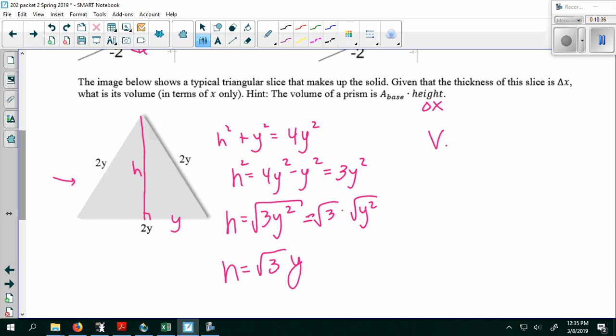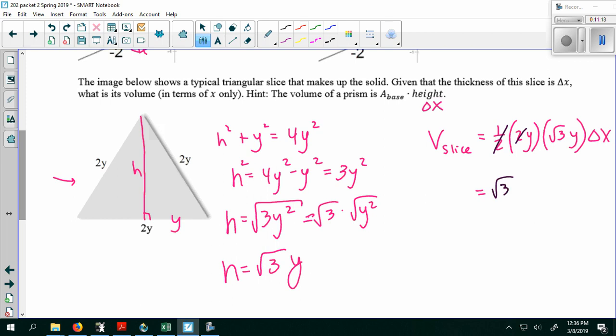So the volume of my slice is the area of the base, which is an equilateral triangle, 1/2 times the base of that triangle, 2y, times the height of that triangle, root 3 y, and then the thickness of that triangle is delta x. Okay, so I have a problem in that I have y's and x's in this formula for volume. So I'm just going to simplify this a little bit before I try to solve the problem of having y's and x's. My 1/2 and my 2 cancel, and y times y is y squared.